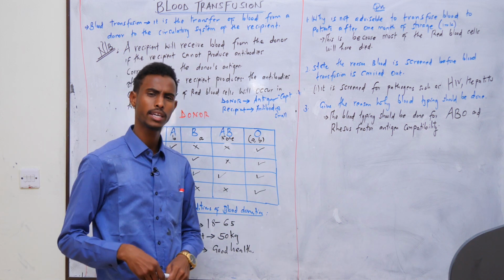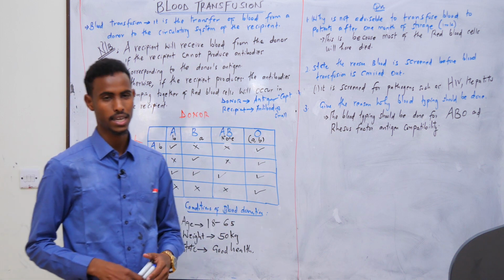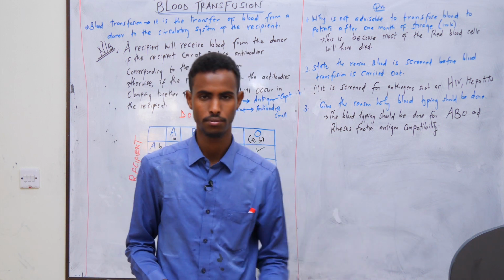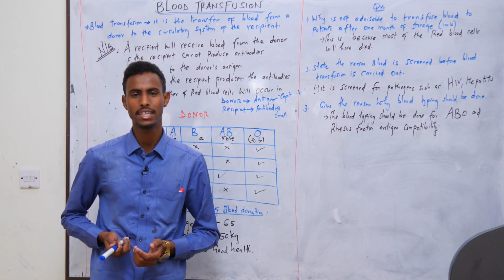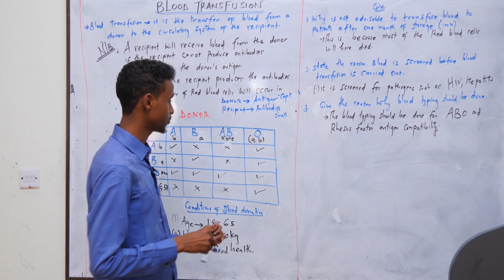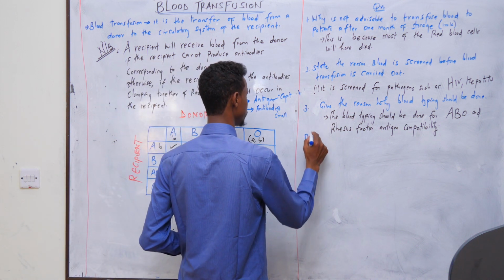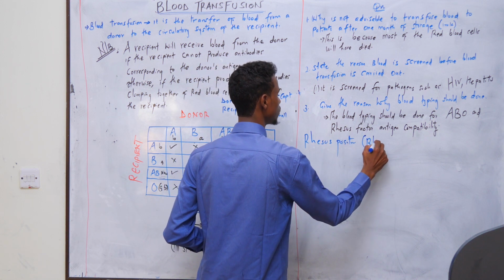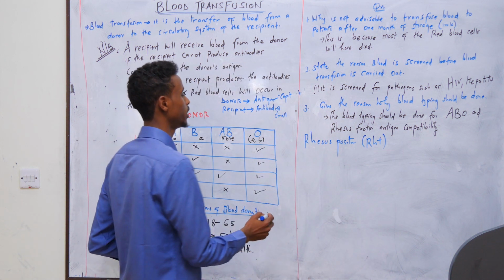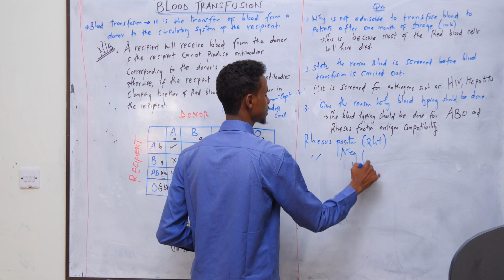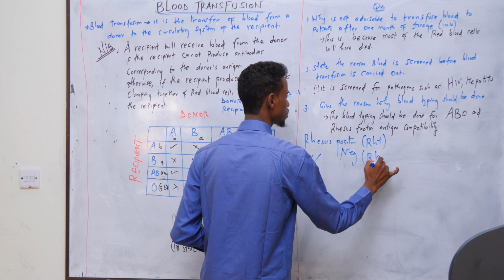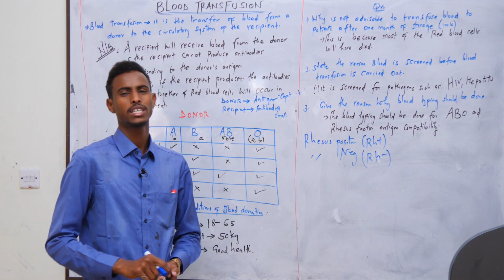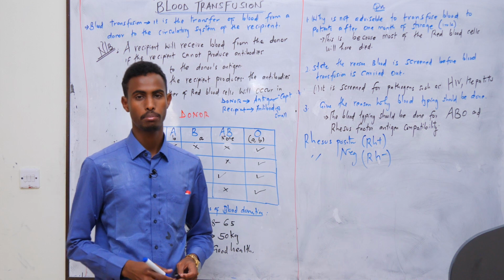Now, class, let's look at another antigen known as the rhesus antigen. Individuals possessing the rhesus antigen are said to be rhesus positive, RH positive, while those individuals who lack the rhesus antigen are referred to as rhesus negative. Suppose, class, what will happen if a rhesus positive person donates blood to a rhesus negative individual?